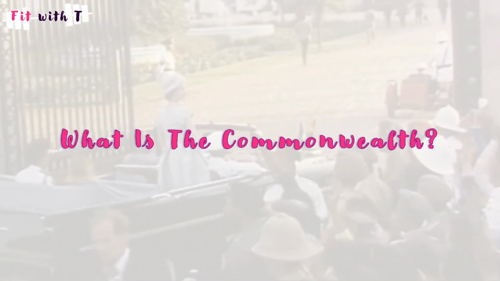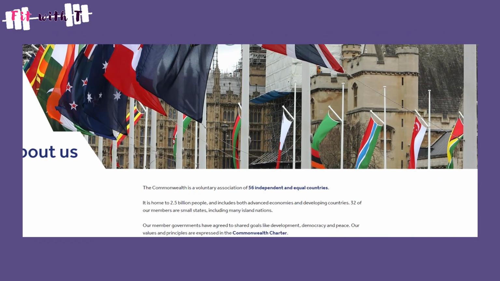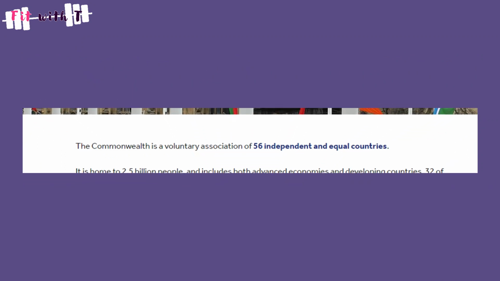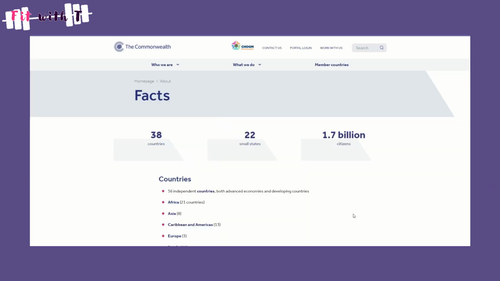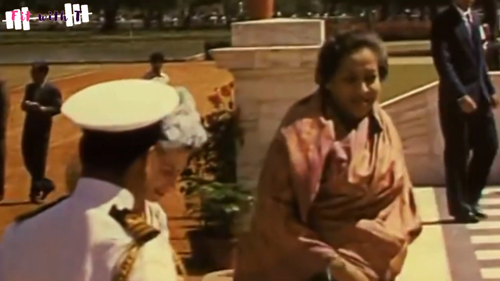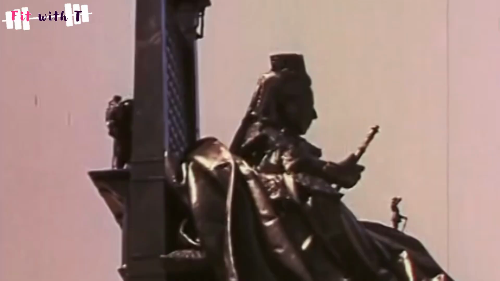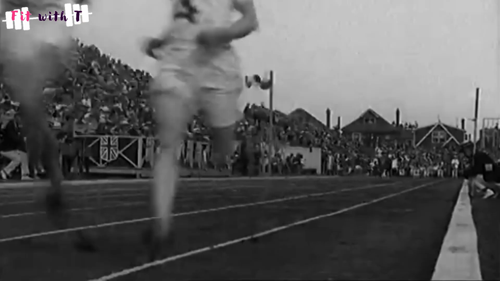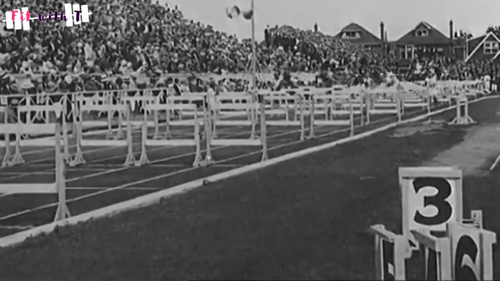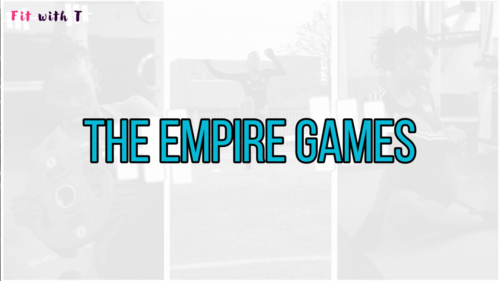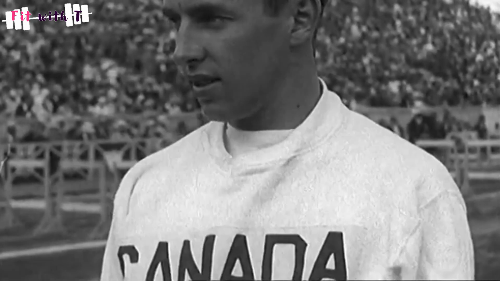According to the Commonwealth.org, the Commonwealth is a voluntary association of 56 independent and equal countries. It also consists of 32 small states. Most of these nations are former colonies of the British Empire. However, today anyone can join the Commonwealth. The Commonwealth Games were initially a competition to be held within the British Empire and were initially called the Empire Games, and those first games were held in 1930 in Canada.